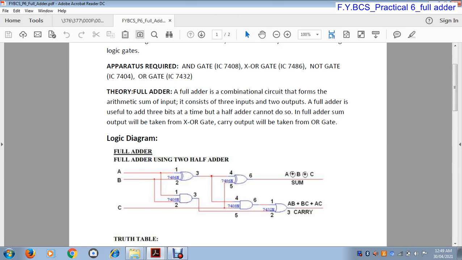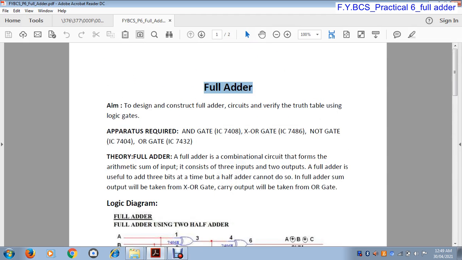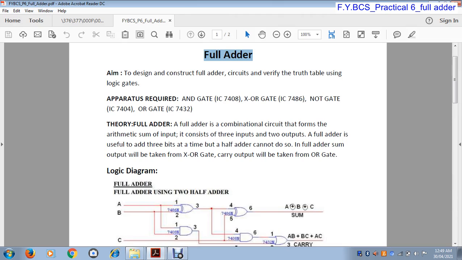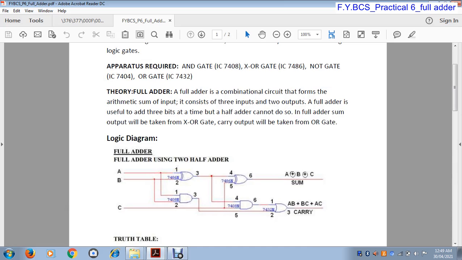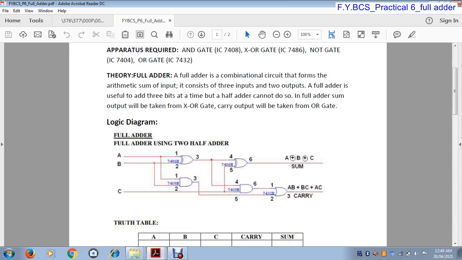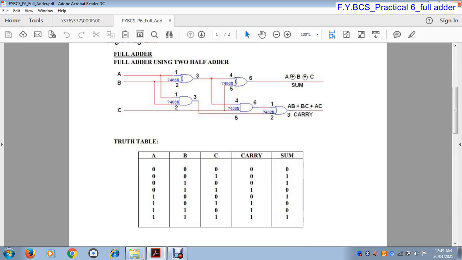These disadvantages of a half adder are overcome by using a full adder circuit, because a full adder circuit adds 3-bit numbers at a time. In a full adder, the sum output is taken across the XOR gate and the carry output is taken from the OR gate. Before seeing the logic diagram of a full adder, first we see the truth table.